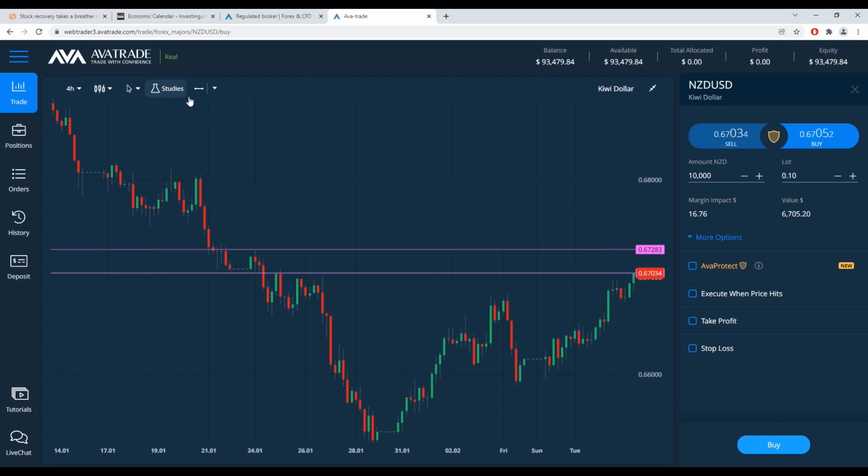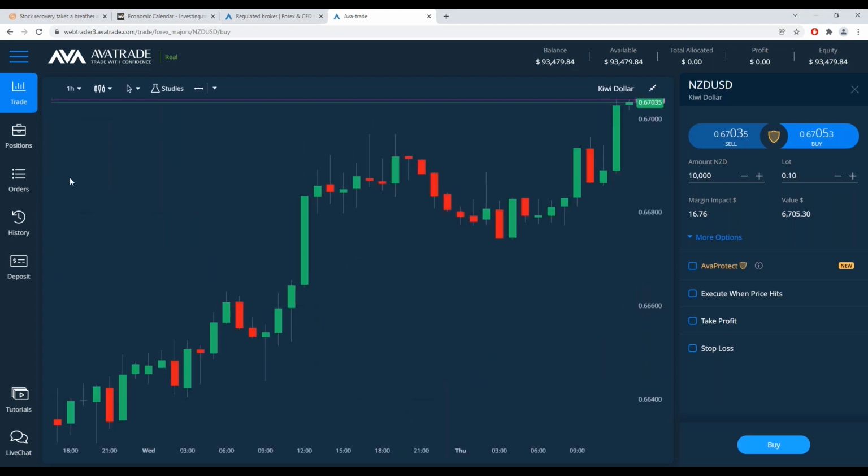Now we can come back to the smaller candles. Whoops, I didn't want to do that. Let me get rid of that line. What I wanted to do is change the candles, not draw another line. And let's go to 1 hour candles again.